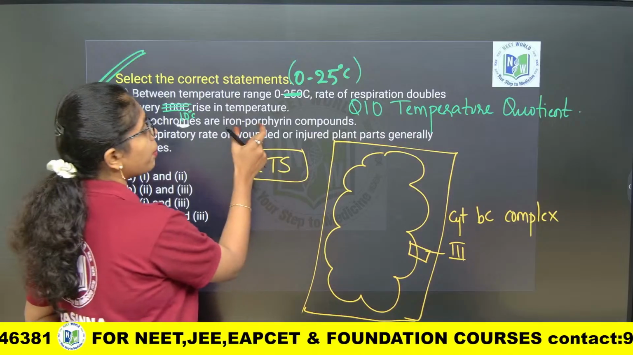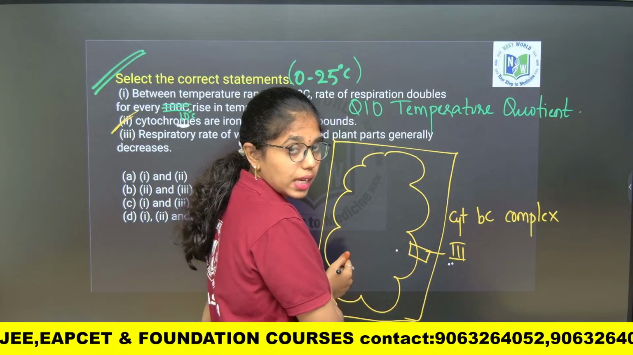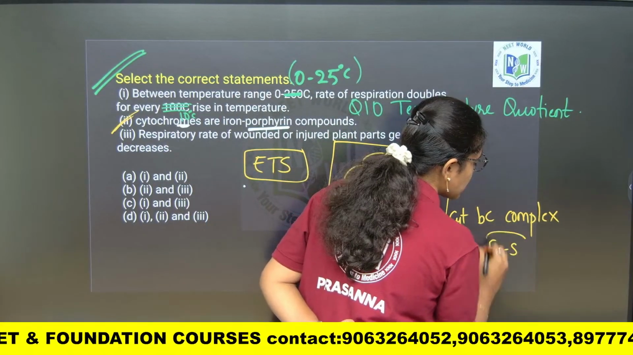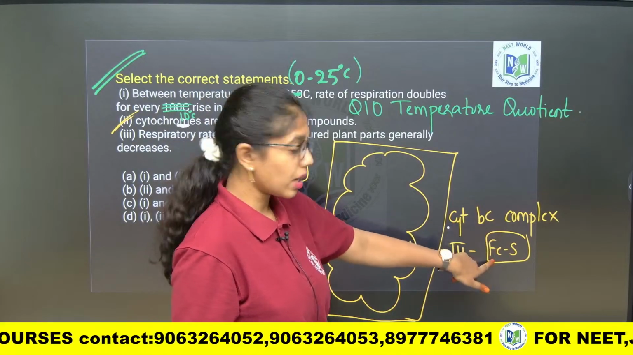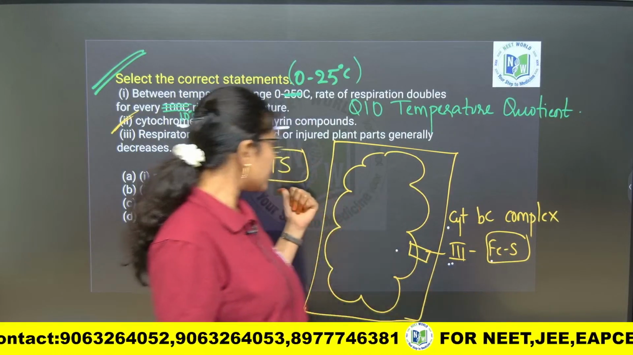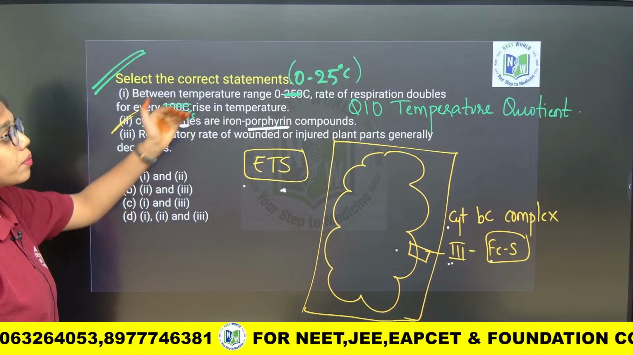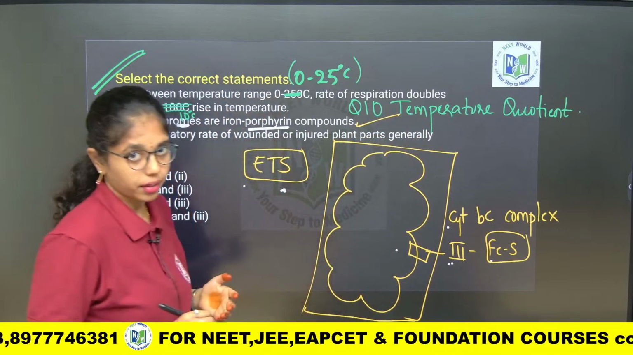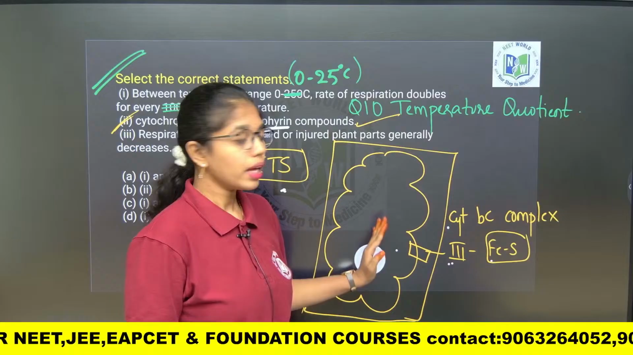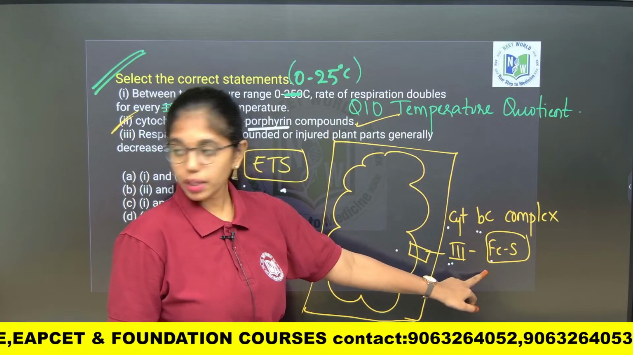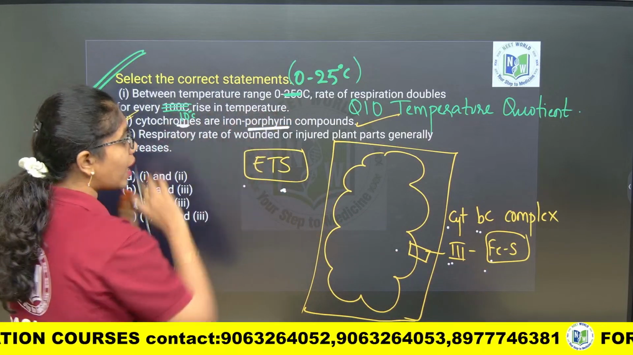This cytochrome is a compound of porphyrin ring, and in this complex, the cytochrome BC complex, you will be having which protein? Ferrous sulfur protein. So association of this porphyrin ring in the cytochrome with iron takes place in aerobic respiration at the last step of ETS. Clear, right beta? So cytochromes are iron porphyrin compounds, that is 100% correct. You see this in the last step, the ETS, in complex 3, the cytochrome BC complex, which has protein molecules, that is the iron sulfur protein. So now both 1 and 2 are correct.